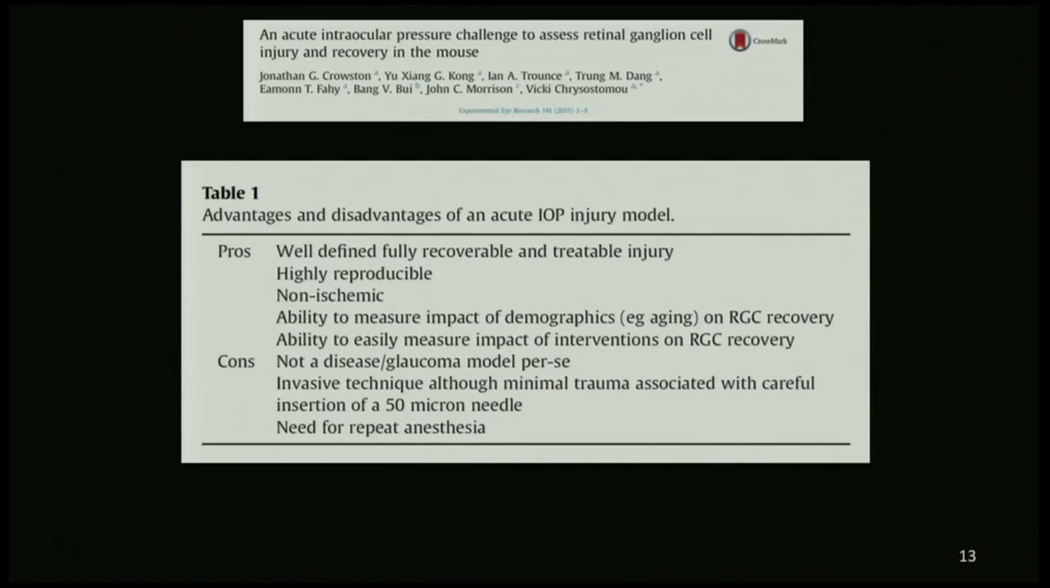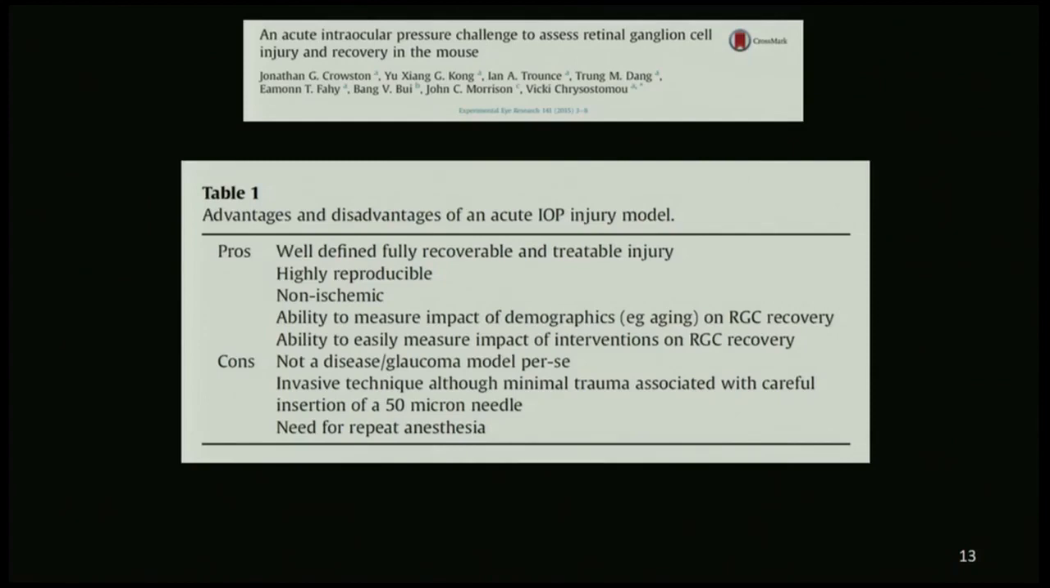So these are the pros and cons of this model, and this was actually published by the authors, which was really nice of them to do. The pros are that it's a well-defined, fully recoverable and treatable injury. It's highly reproducible. It's non-ischemic. You have the ability to measure the impact of demographics, so you can have different aged animals in this model, and you can easily measure the impact of intervention on retinal ganglion cell recovery.